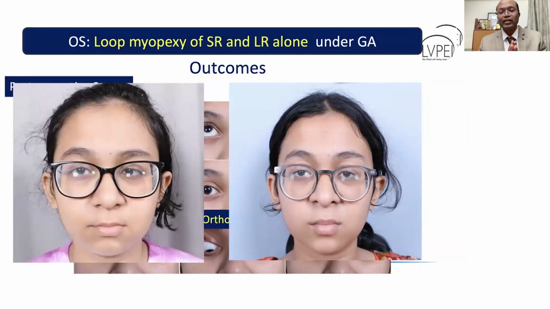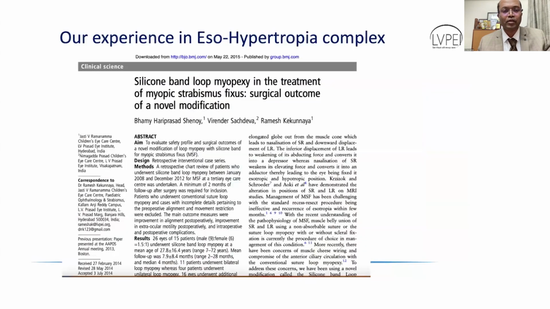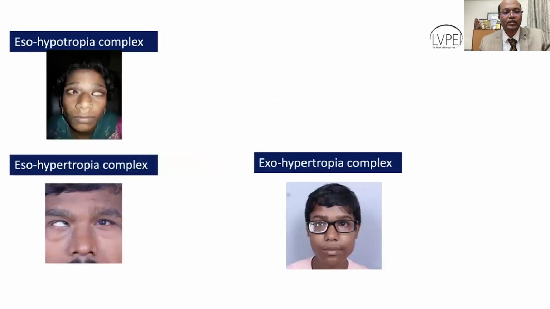So the most important thing is, these patients do have intermittent diplopia, and that's the reason we can always offer the loop myopexy for this group of patients. We have published our own experience almost a decade ago, where we have shown that this silicon band loop myopexy, one of the modifications of Dr. Yokoyama's procedure, gives a very good surgical outcome in patients with isohypertropia complex in myopic strabismus fixus.